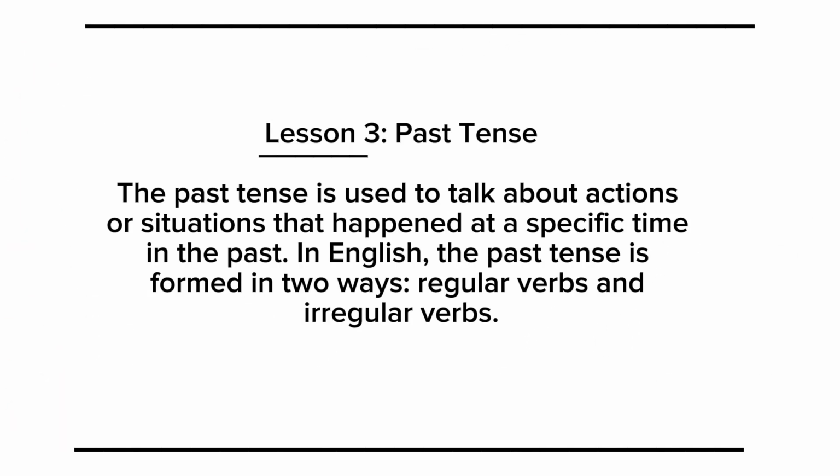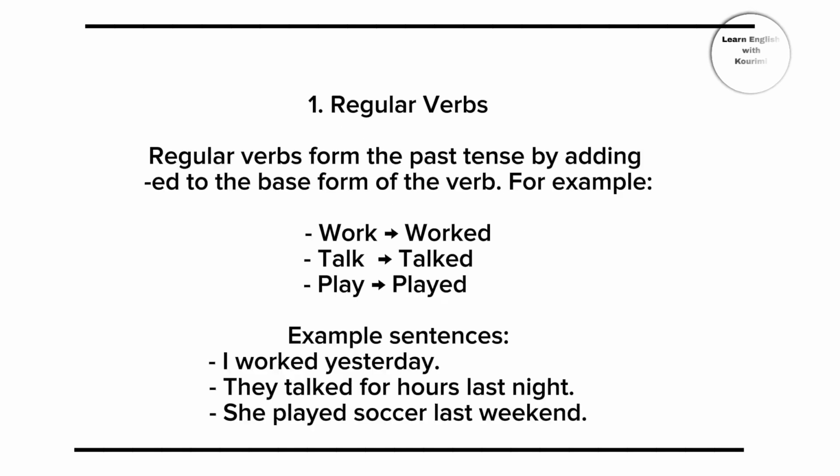Lesson 3. Past tense. The past tense is used to talk about actions or situations that happened at a specific time in the past. In English, the past tense is formed in two ways: regular verbs and irregular verbs. 1. Regular verbs. Regular verbs form the past tense by adding -ed to the base form of the verb.